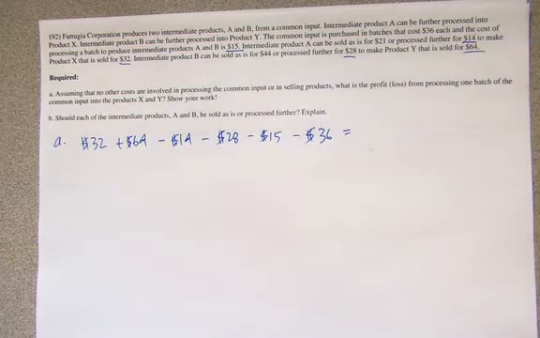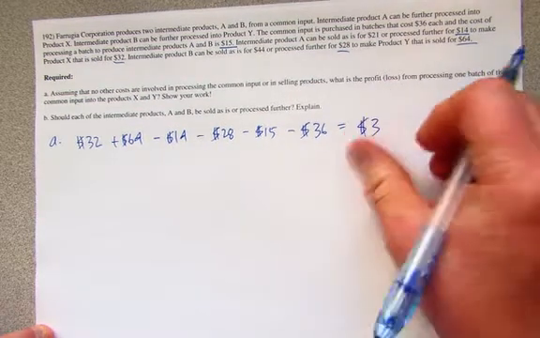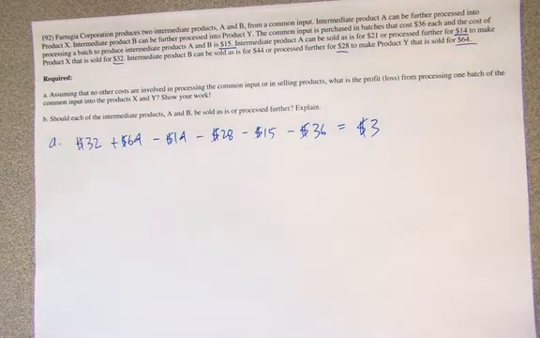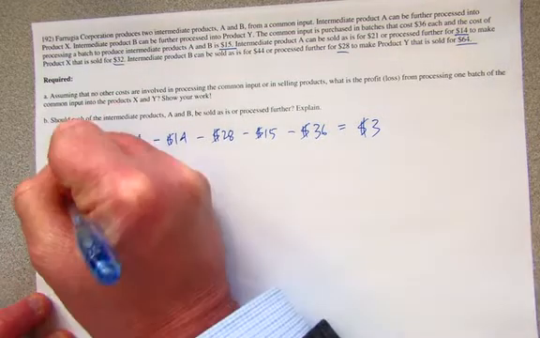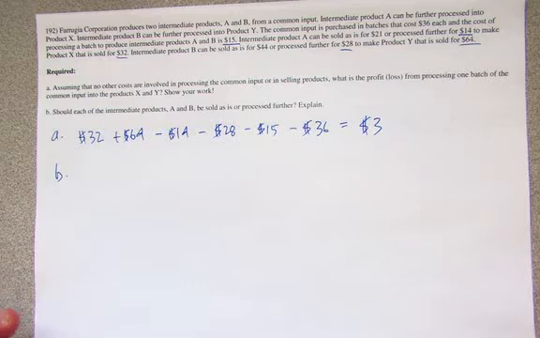Okay. So basically, if we could take those raw materials and process them all the way into A, and then into B, and then into X, and then into Y, we would see a $3 profit overall. Now, that's assuming that we process these products all the way to the end. But what's really happening here is we need to look at what the financial advantage or disadvantage is processing it just to A and B versus going all the way to X and Y.